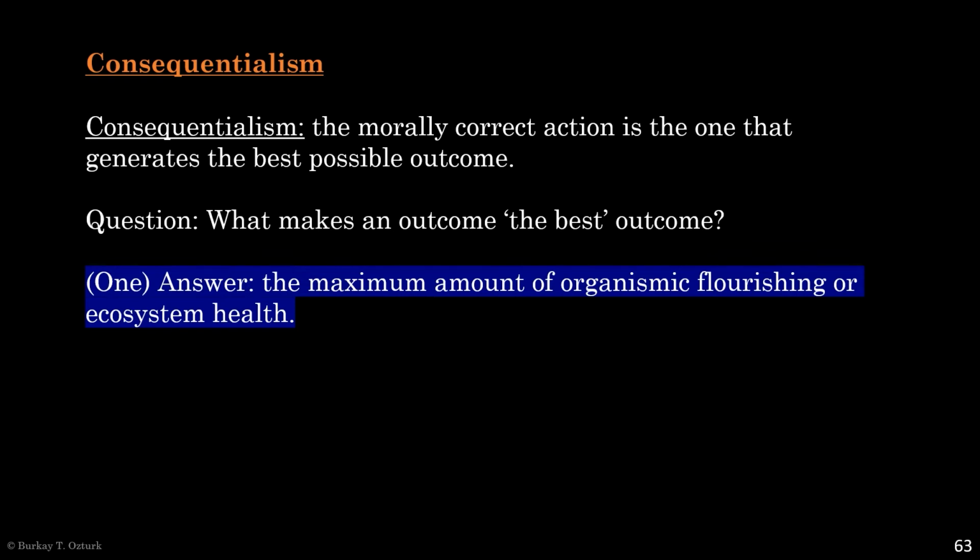Suppose we are trying to move towards renewable sources of energy. We have a number of possible choices, such as building more hydroelectric plants, more wind farms, or solar arrays. According to consequentialism, to decide which one is the morally correct course of action, we need to figure out how each action will affect the flourishing of organisms and the health of the ecosystem.